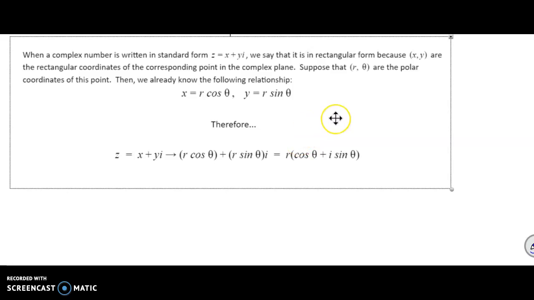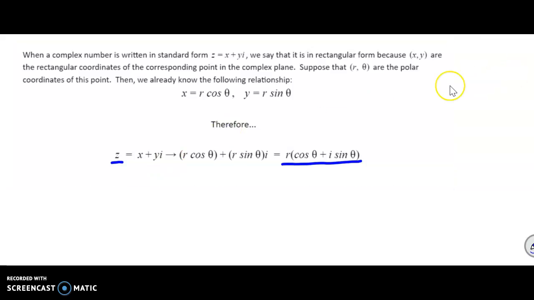Now I'm actually going to connect these two. This is the relationship that we're looking for. This is what we're looking at today: z equals r times cosine theta plus i sine theta. This is what you're going to have to know for the rest of this lesson.